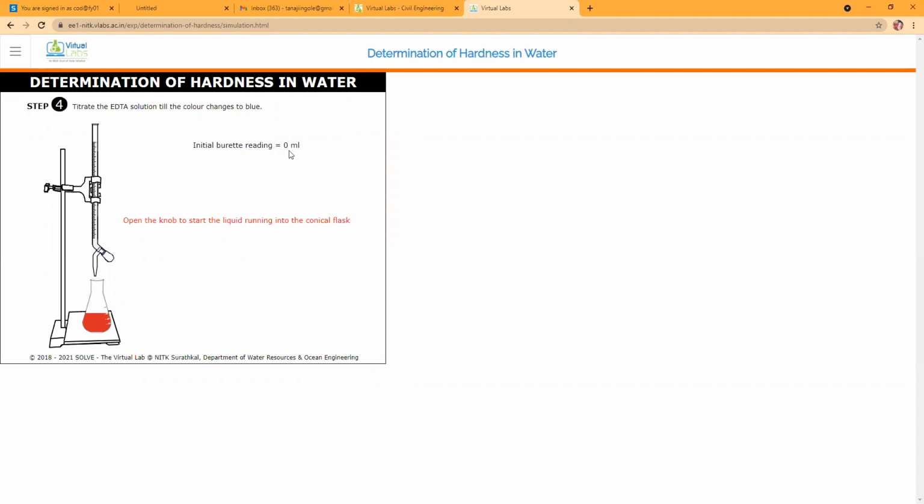Initial burette reading is 0 ml. Open the knob to start the liquid running into the conical flask. At first the solution is wine red. Wine red changes to blue. Reading started from 0, so the initial burette reading is 0 ml. Change of color from wine red to blue.